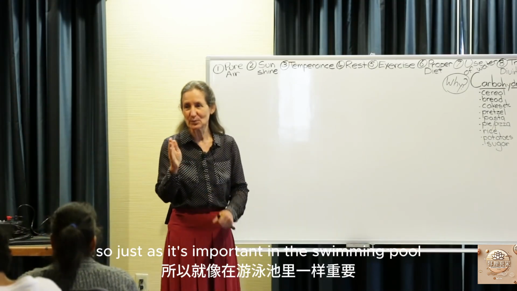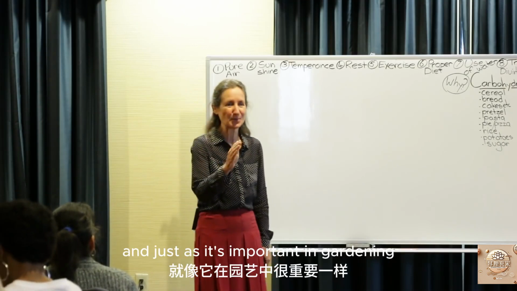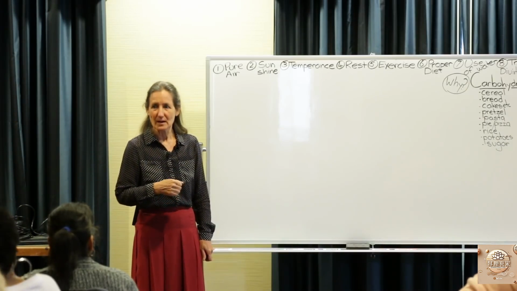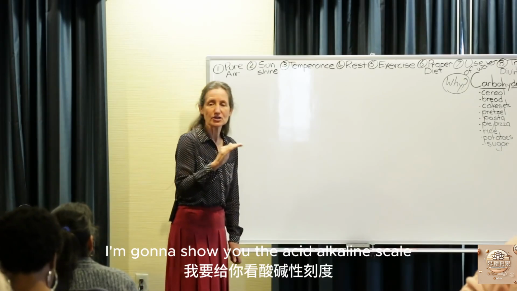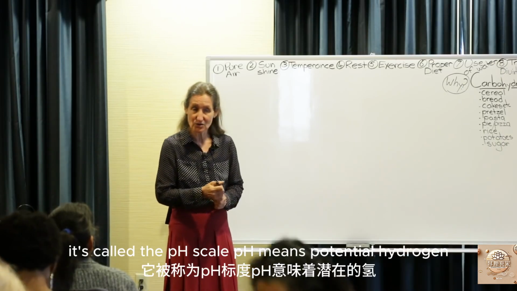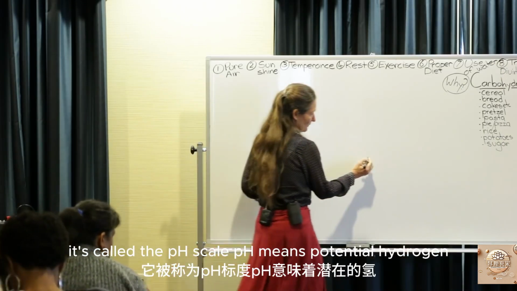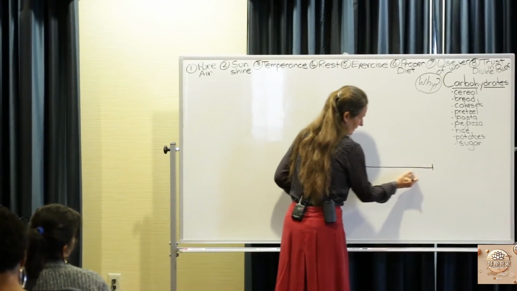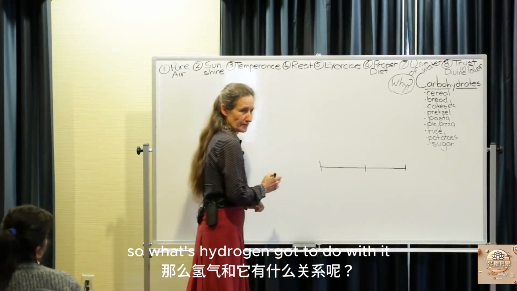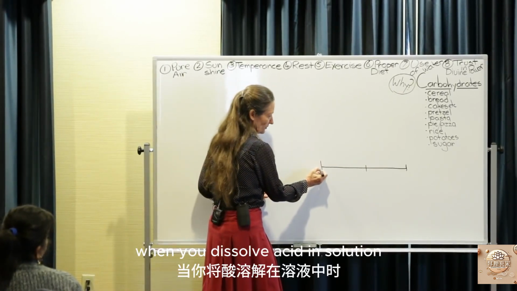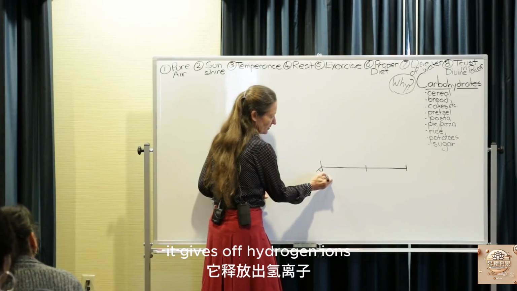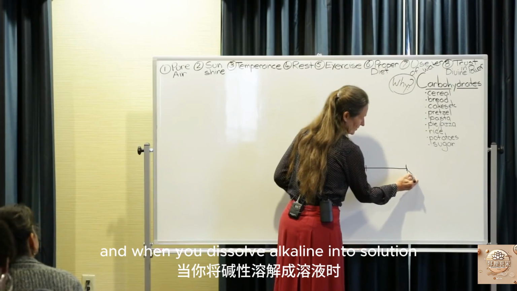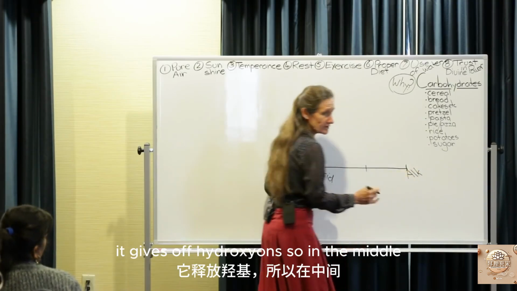So just as it's important in the swimming pool, and just as it's important in gardening, it's also important in the body. So what I'm going to begin with is I'm going to show you the acid-alkaline scale. It's called the pH scale. pH means potential hydrogen. So what's hydrogen got to do with it? When you dissolve acid in solution, it gives off hydrogen ions. And when you dissolve alkaline into solution, it gives off hydroxy ions.